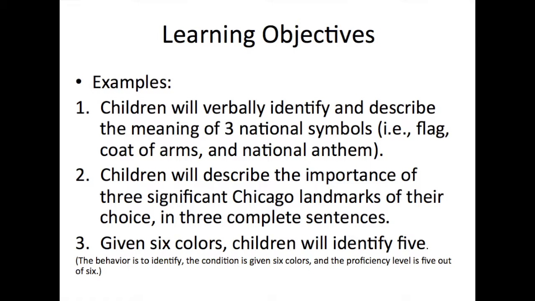This learning objective, though, could be further clarified by including a few elements in here. We could say, given six colors, and in parentheses specify which six colors we are providing, and then we could further describe what we mean by identify. If we mean that children will verbally identify, or identify in a written fashion, or will point to the five colors that they are able to identify.